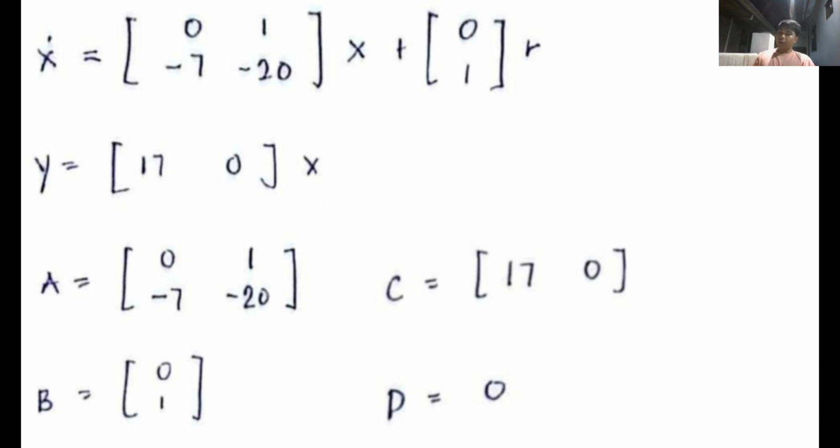And our output y is equal to [17, 0] x, where A is [0, 1; negative 7, negative 20], B is [0; 1], C is [17, 0], and D is 0.